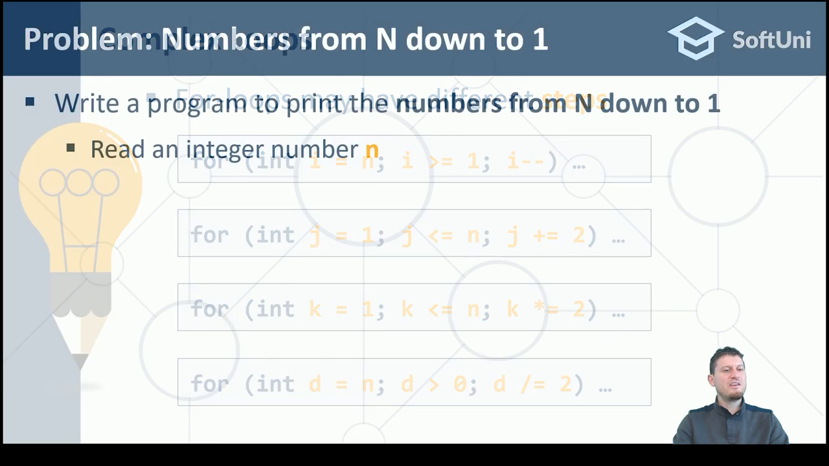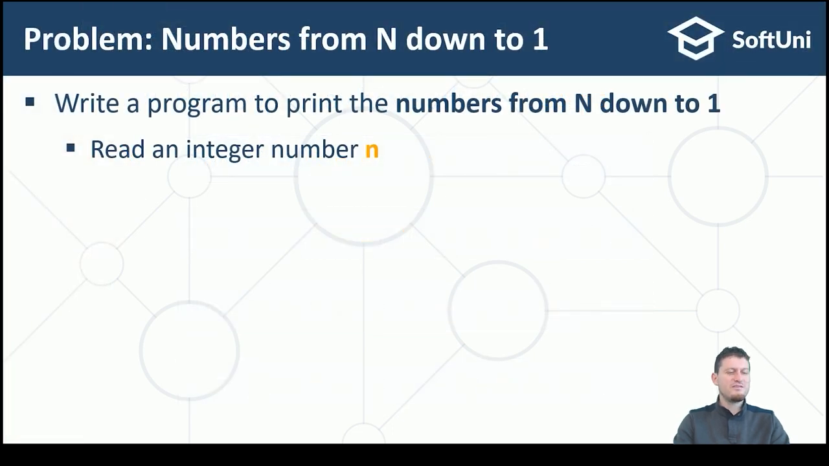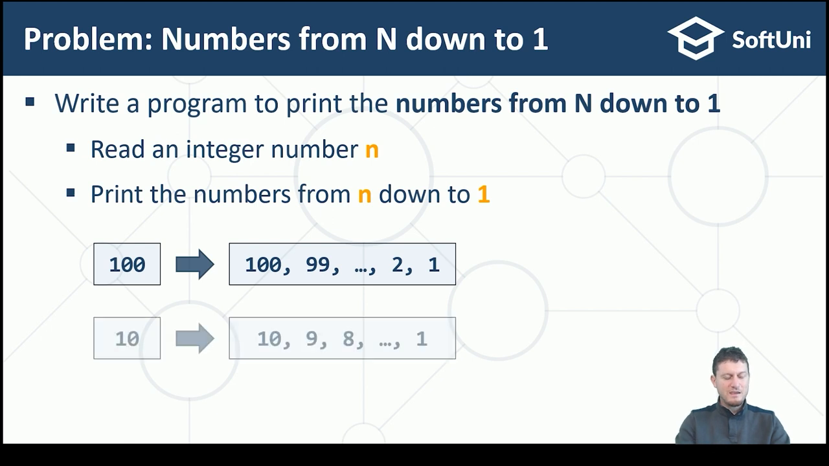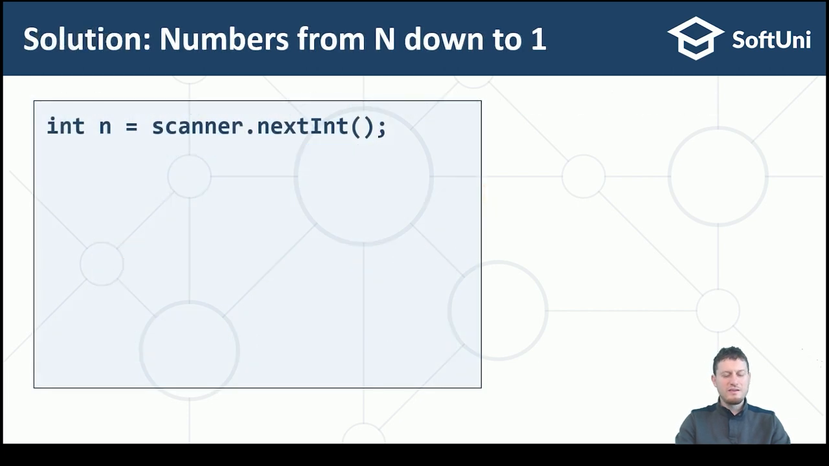Okay, so let's see one example given as a problem and solution. We want to print the numbers from n down to 1. We read an integer and we print the numbers from n to 1 on a single line. So if the input is 100, it should print 100, 99, 98, etc. until 1. If the input is 10, then it will print the numbers 10, 9, 8, 7, 6, 5, 4, 3, 2, 1. Okay, so how can we solve this?